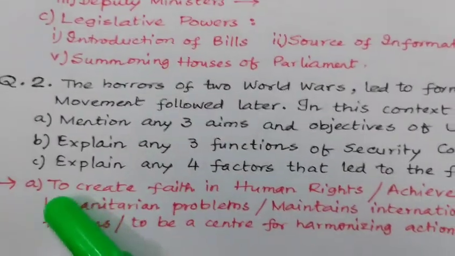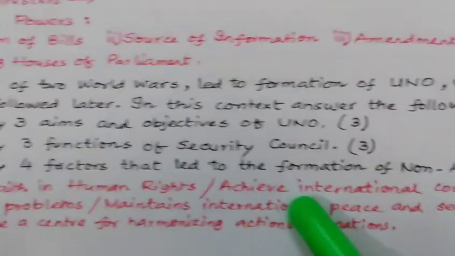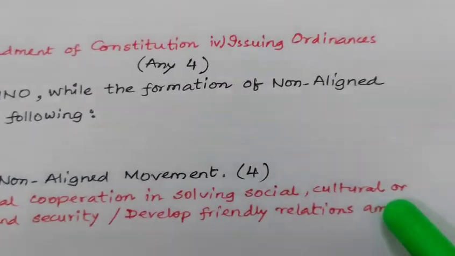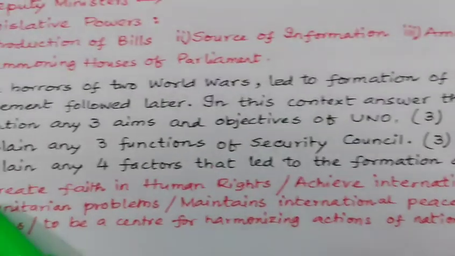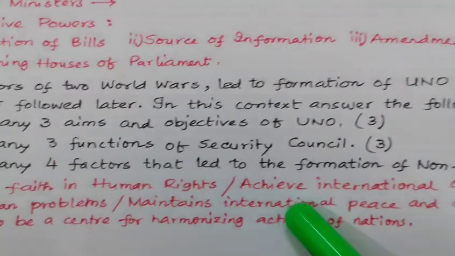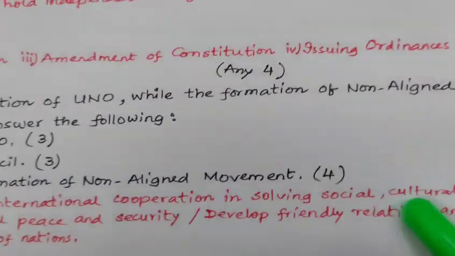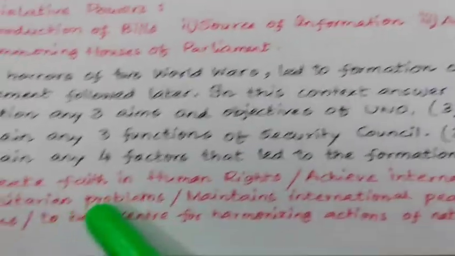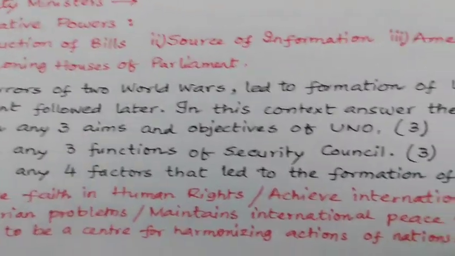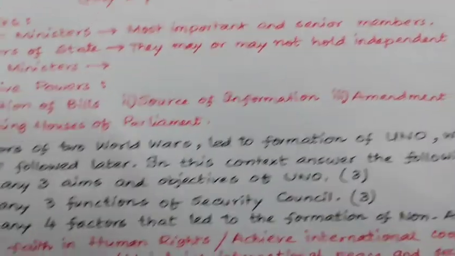Now A is, you have to write any 3 of them. To create faith in human rights, or to achieve international cooperation in solving social, cultural or humanitarian problems, or to maintain international peace and security, or to develop friendly relationships among the nations, or to be a center for harmonizing the actions of the nations. So this is A. Now coming to B.